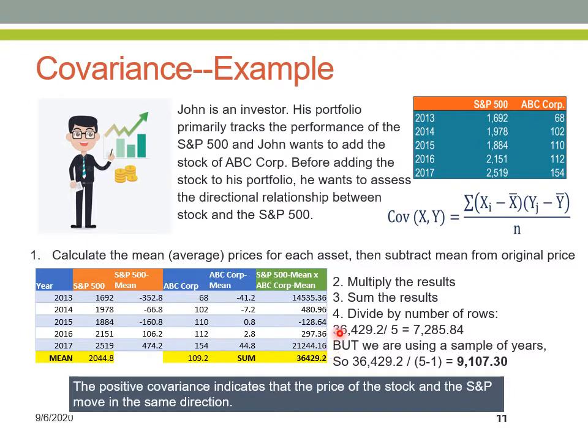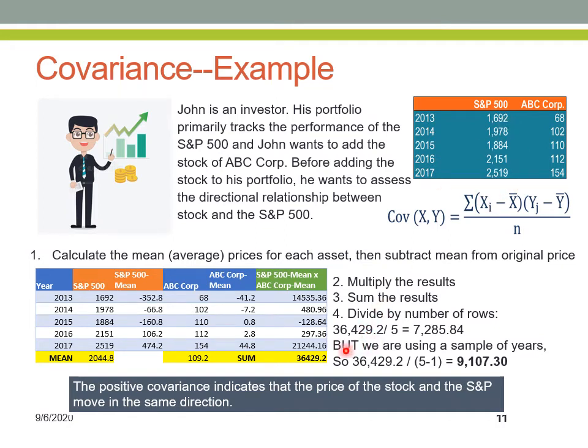Now we could divide the 36,429.2 by 5, but remember, we are working again just with a sample. We're not working with a population, which would be all the values from the beginning of the S&P 500 or from the beginning of when ABC Corporation stocks were traded to today. No, we have just these 5 numbers for these 5 years, right?